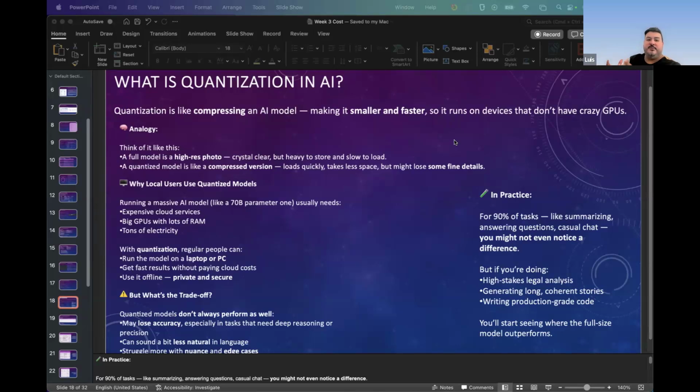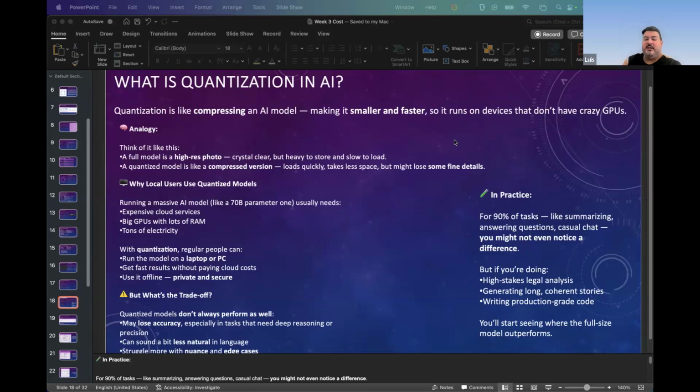So why do local users use quantized models? Because if you're going to run a 70B Llama model, which we'll talk about later on, you need expensive cloud services, big GPUs with lots of RAM, and tons of electricity to run it.